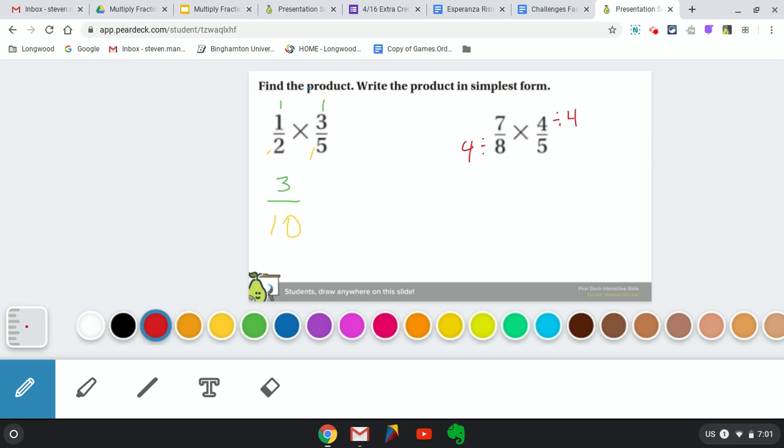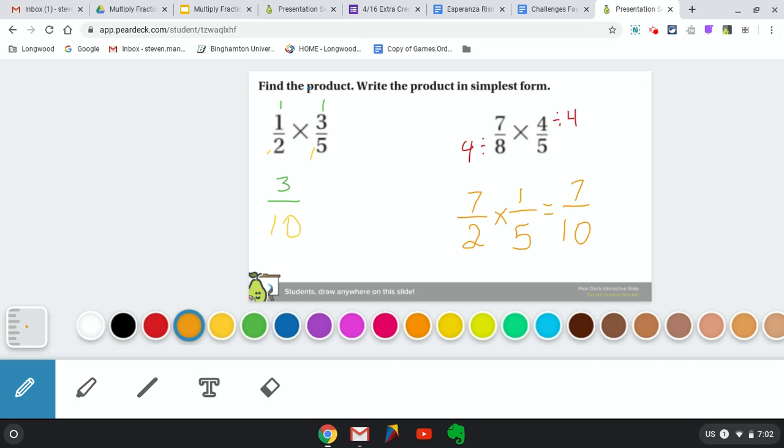So now I'm going to go ahead and do my division and rewrite this problem. So nothing happened to the 7 for that numerator, and we had 8 divided by 4, and we're still multiplying our fractions, and then we have 4 divided by 4, and nothing happened to our 5. So now when we go to multiply, we're multiplying numerators and then denominators, so 7 times 1, and then denominators to get our answer. And our answer should be in simplest form.